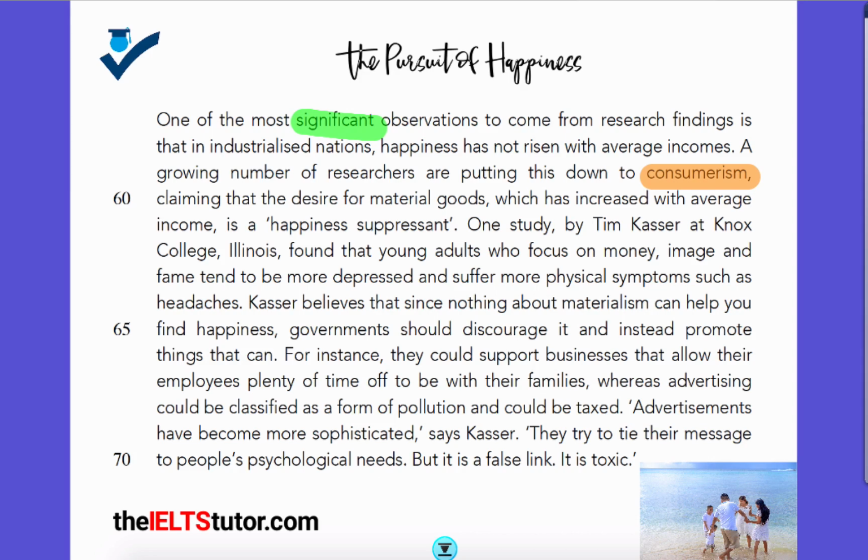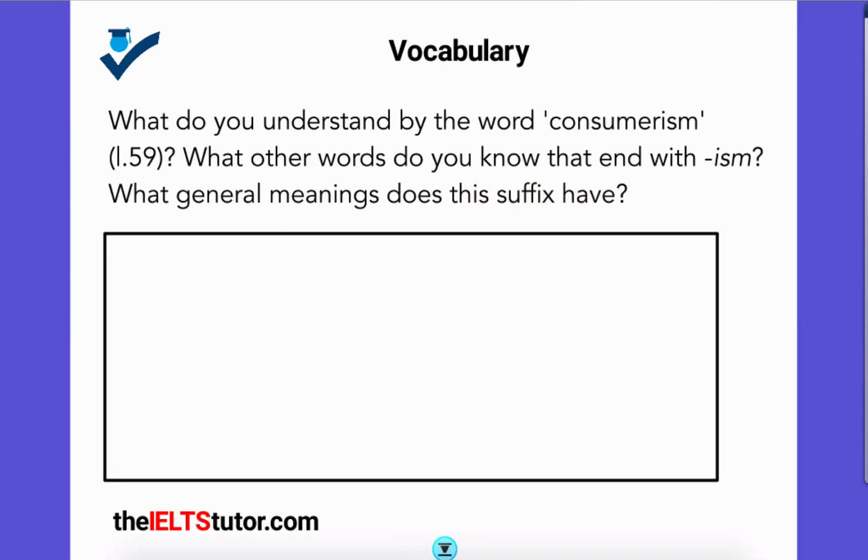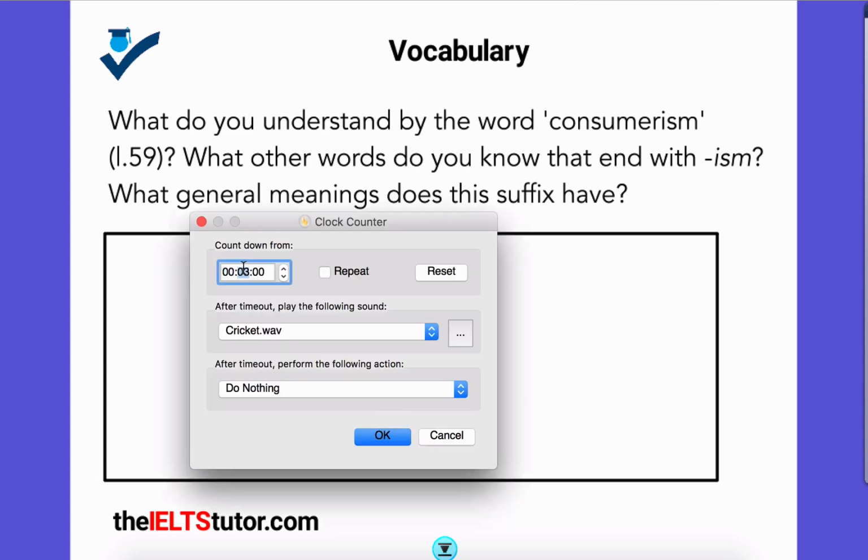So as I've mentioned here, it means the desire to buy or to get or to acquire consumer goods and use services. So can you think of other words that end with ism here that could be useful for when you argue your points in an essay or in an IELTS speaking interview? So I'm just going to give you I think 60 seconds this time to think about other words that end with ism. Okay, starting now.